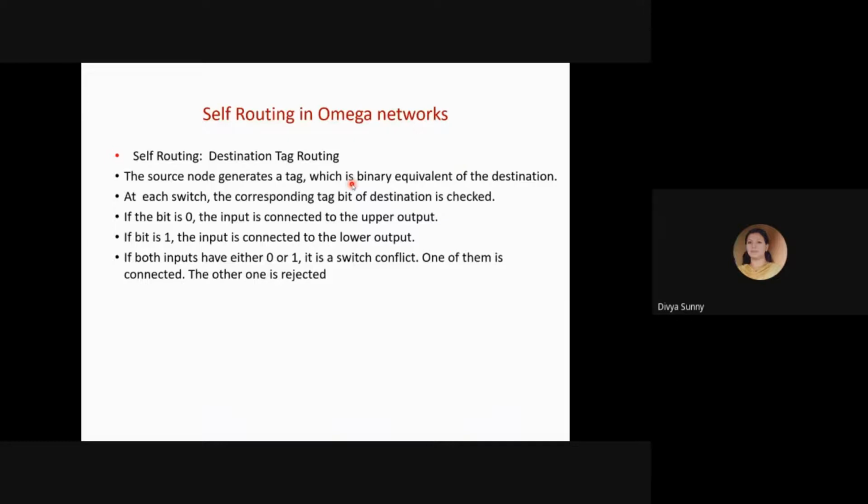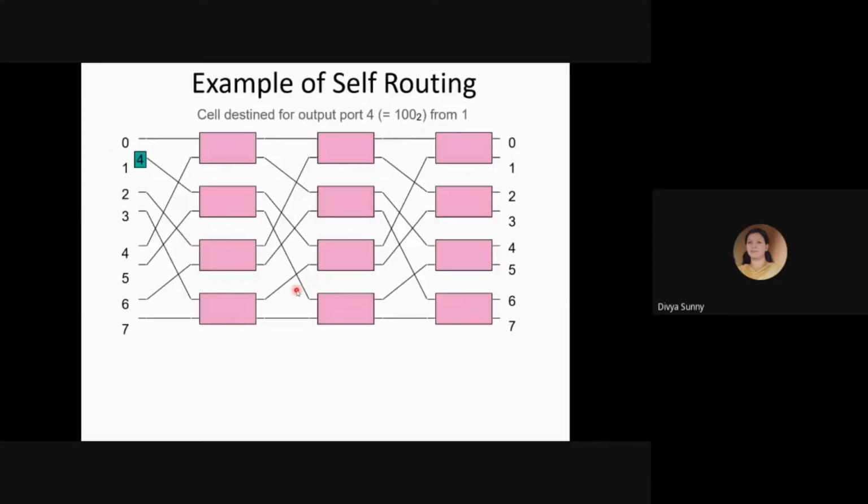So in this destination tag routing, the source node generates a tag which is the binary equivalent of the destination. At each stage, the corresponding tag bit of the destination is checked. If the bit is 0, the input is connected to the upper output. If the bit is 1, the input is connected to the lower output. If both inputs have either 0 or 1, it is a switch conflict. One of them is connected, the other is rejected. So we will see an example of self-routing.